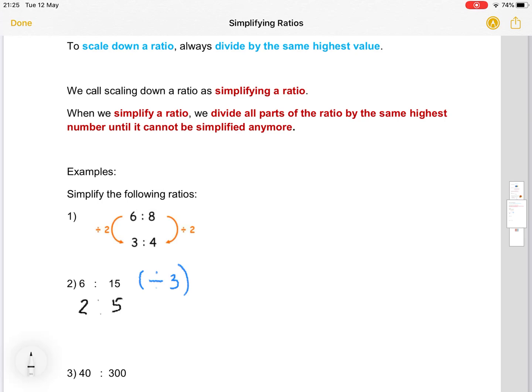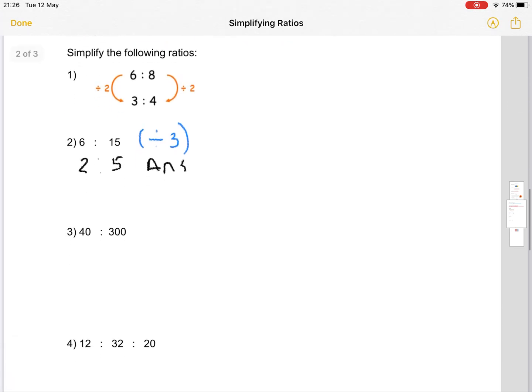2:5. Can it be simplified further? Can I find a number which goes into 2 and 5 as well? No. So that is the final answer. 2:5 is the final answer, since it cannot be simplified further.